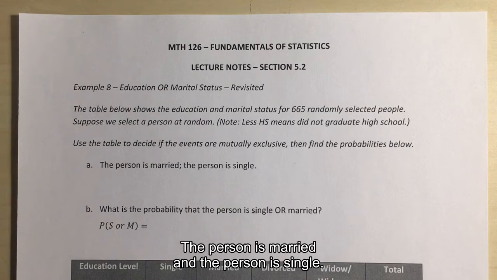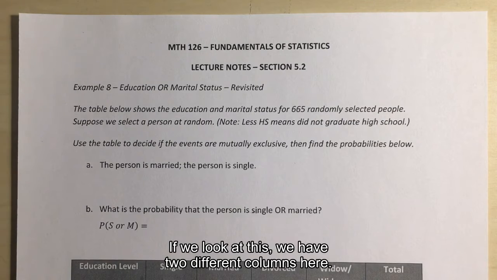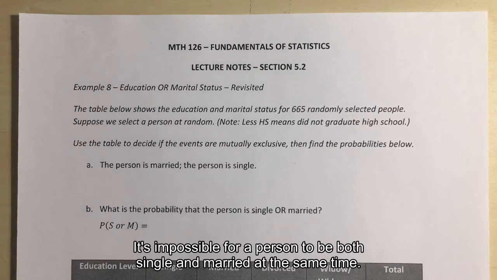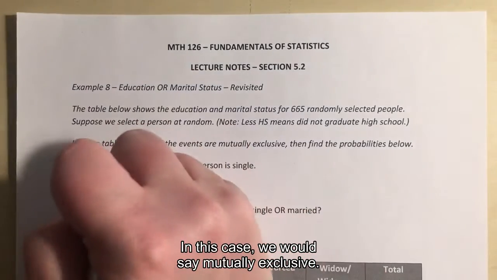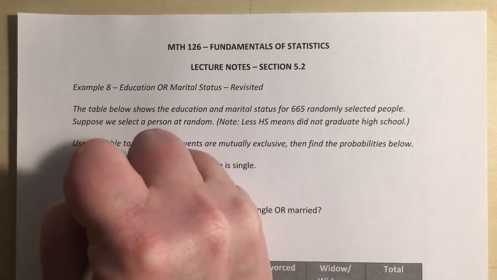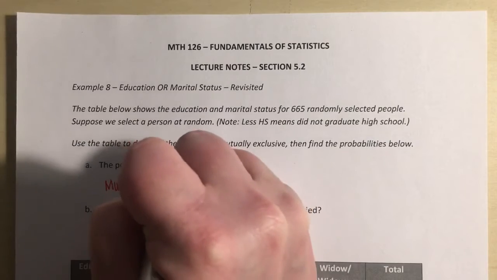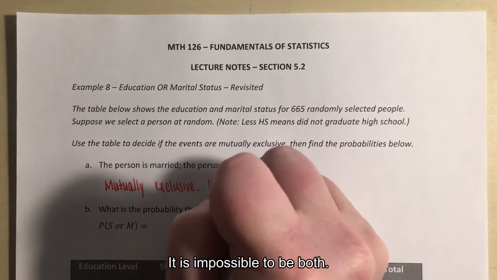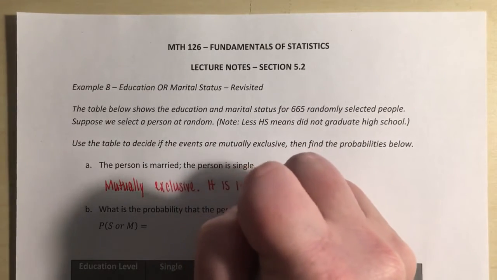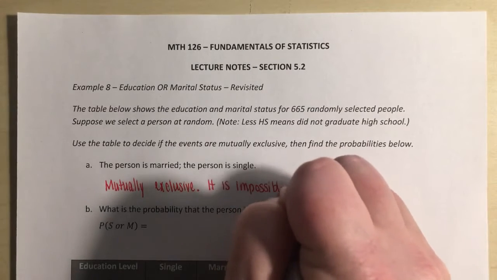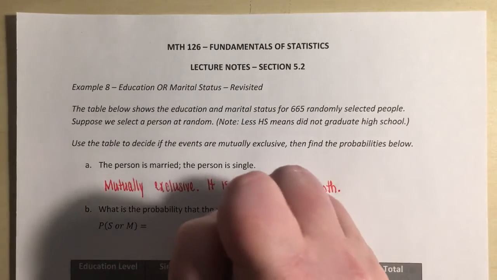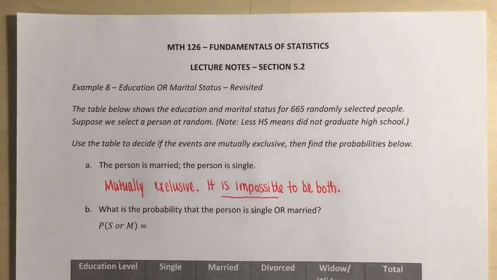So the person is married and the person is single. If we look at this, we have two different columns here. It's impossible for a person to be in both columns. It's impossible for a person to be both single and married at the same time. So in this case, we would say mutually exclusive. It is impossible to be both.